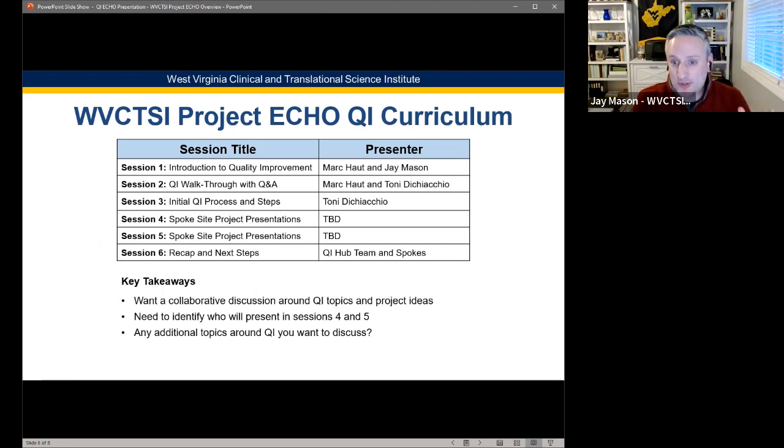Okay, and just to give you guys a reminder, you probably have this information already, but here's a breakdown of what the sessions are going to look like. We've got intro to QI today. We've got a walkthrough with a Q&A the next time, and then initial QI process and steps. The big weeks are weeks 4 and 5. That's where we want Northwood and community care to present their ideas. So we will talk about who wants to do when, those sessions.